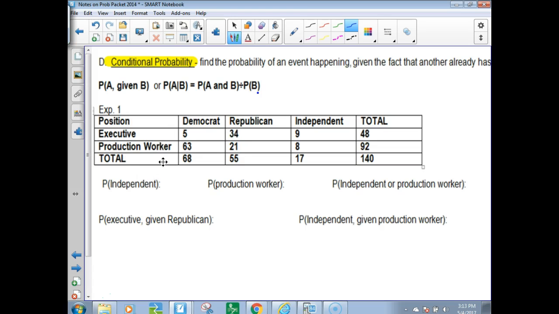All right. I just like looking at the chart and thinking about it. What's the probability you're an independent worker? 17 out of a total of how many people? 140. Okay. What's the probability that you're a production worker? So you got to go sideways. 92 out of 140. Oh, that reduces though. 23 out of 35. Divide by 4.